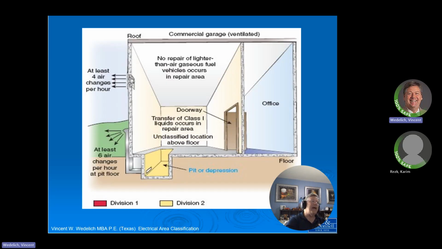So if we add 4 air exchanges per hour, so we have at least 4 exchanges up here. We have at least 6 air exchanges per hour in the pit area. So we put a little vent here and we're moving 6 air exchanges down in the pit area. And here we're moving 4 exchanges. Then this area right here becomes general purpose, but we still have a div 2 location in the bottom of it. Can't get away from that, right?